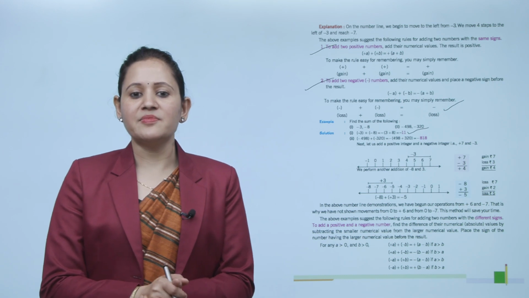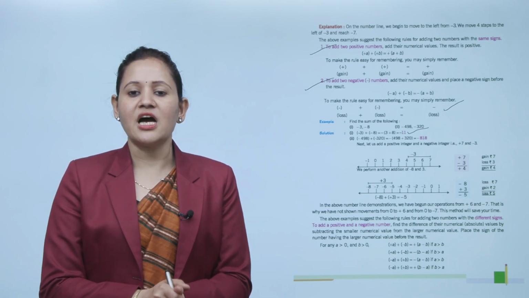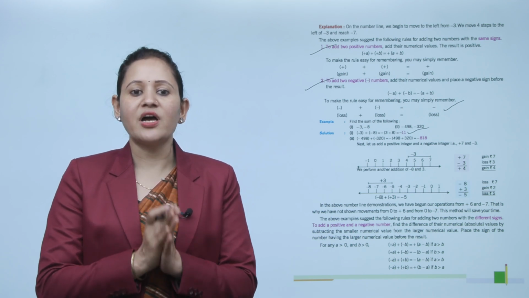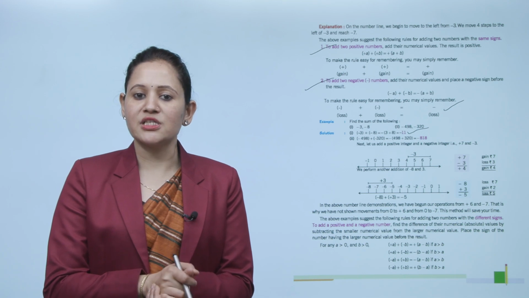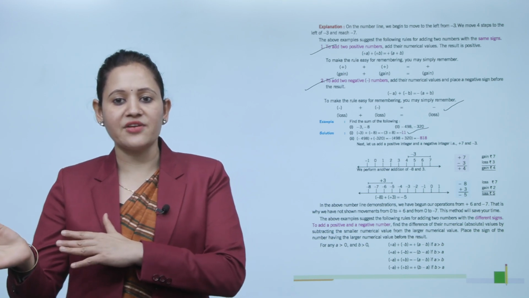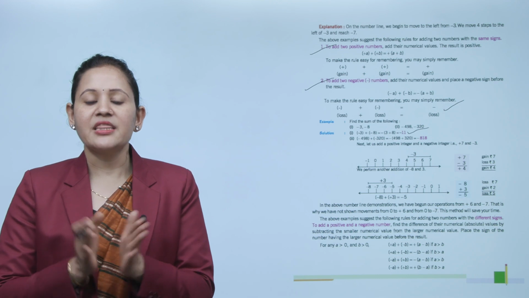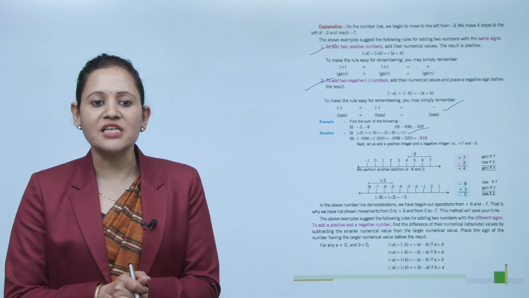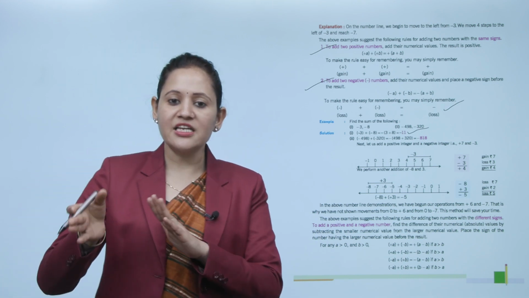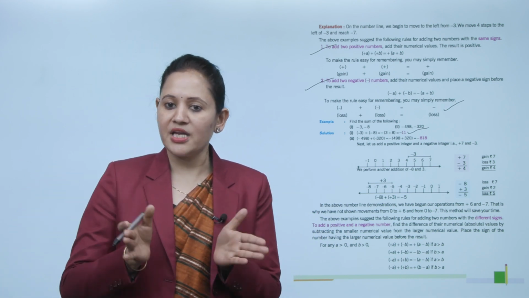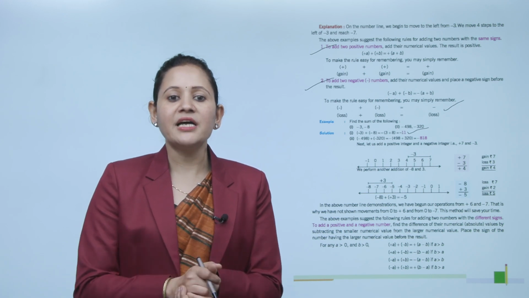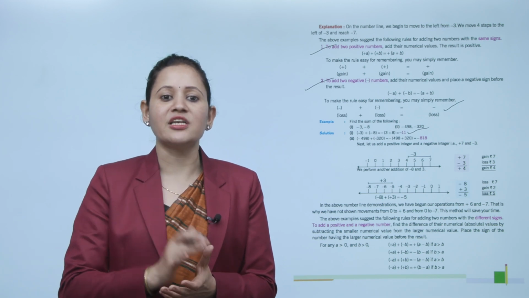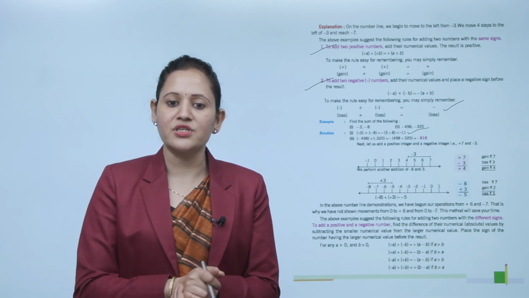In the above number line demonstrations, we have begun our operation from plus 6 and minus 7. That is why we have not shown the movement from 0 to plus 6 and from 0 to minus 7. This method saves your time. The example suggests the following rule for adding numbers with different signs: to add a positive and a negative number, find the difference of their numerical values by subtracting the smaller numerical value from the larger numerical value, and place the sign of the number having the larger numerical value before the result.